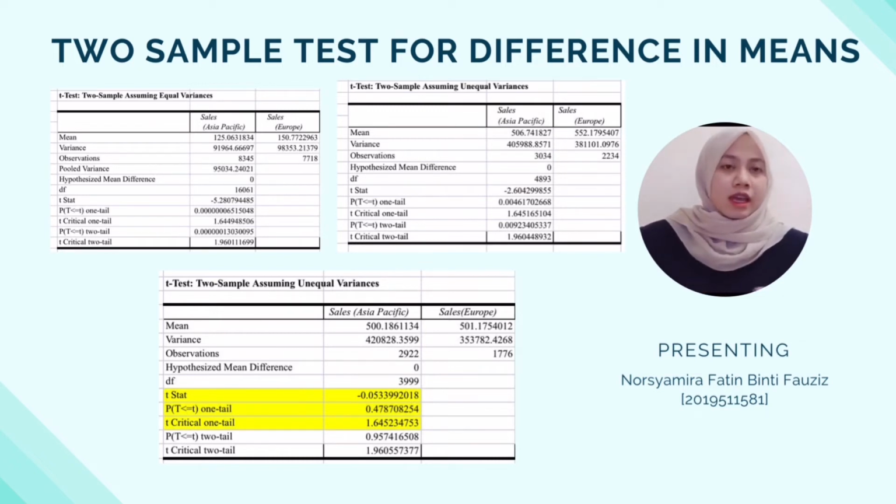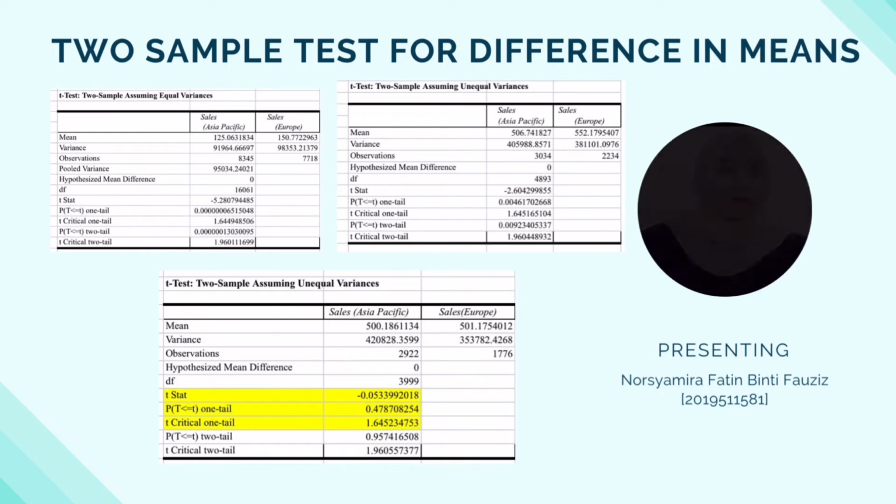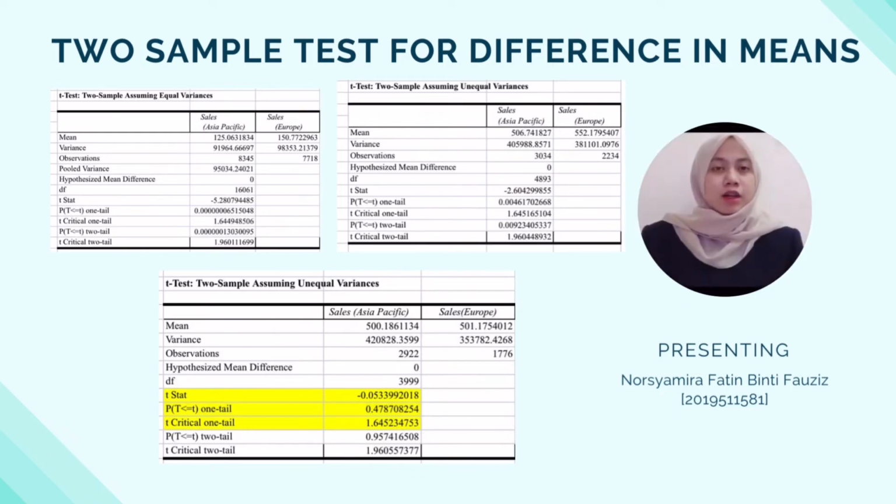The p-value for one tail is 0.00046. So, as the p-value is less than significant level, which is 0.05, we can conclude that we reject the null hypothesis and conclude that the sale of technology at Asia Pacific is lower than Europe. Lastly, about two sample tests for difference in means for sale of office supplies. The purchase of office supplies with sale data file hypothetical shows the sale of purchase office supplies by the customer between Asia Pacific and Europe.